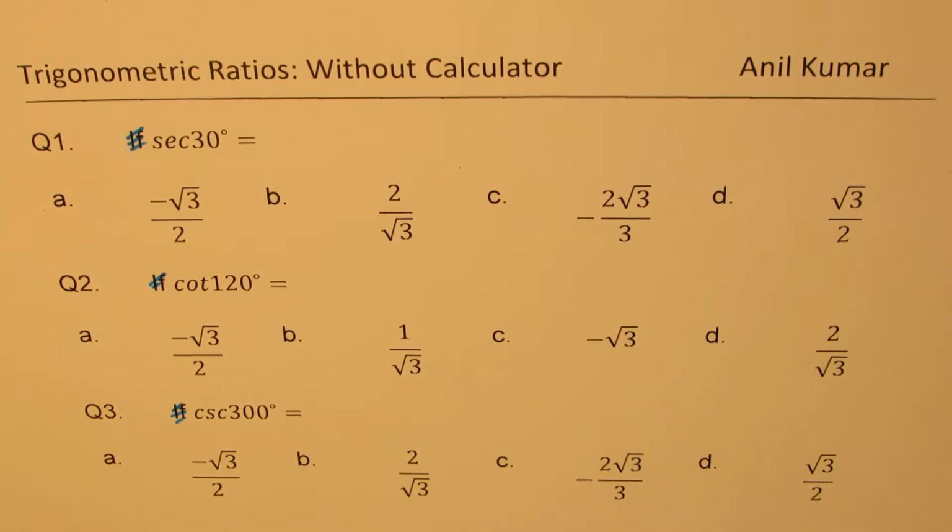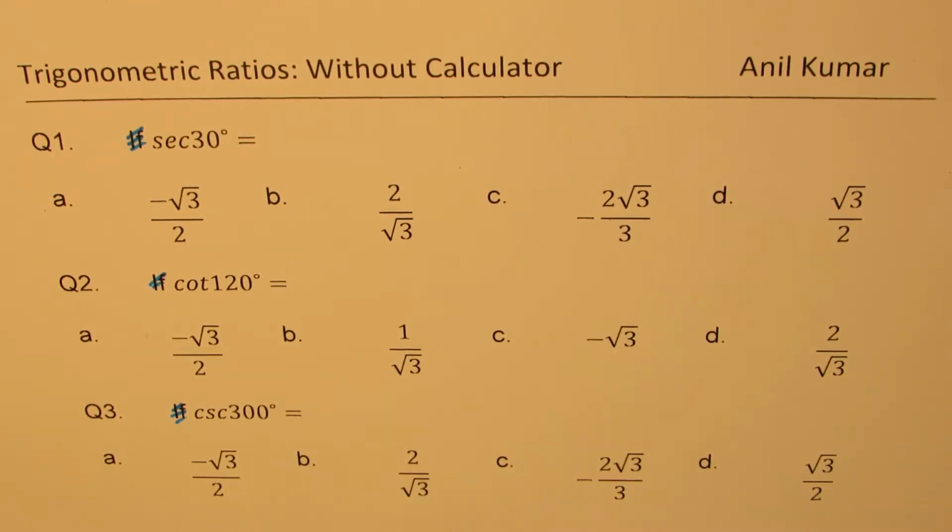In this video, we'll discuss three questions where we are going to find the exact value for secondary trigonometric ratios. You can also call them reciprocal of your primary trigonometric ratios. So the questions are, question 1, secant 30 is equal to what? Cotangent 120 equals to what? And cosecant 300 is equal to what?